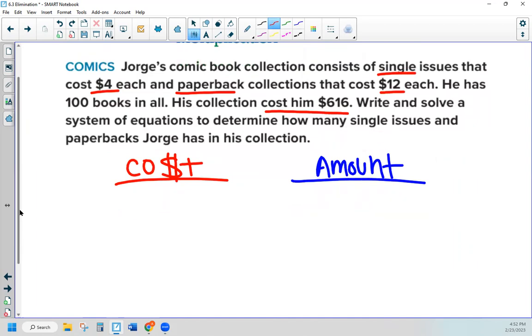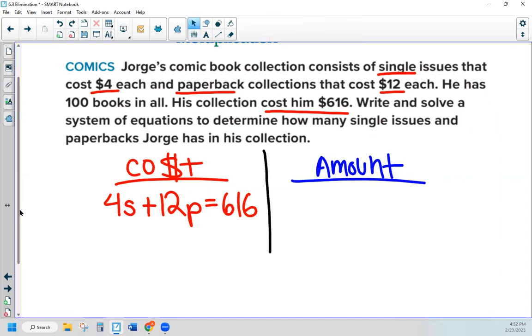I don't know how many he has of each. I don't know right now. But what I do know is that $4 was paid. He paid $4 for each single issue, plus he also paid $12 for every paperback. So I'm gonna put P. Remember, all these numbers are still just cost. 4 for the single issue, sorry, not single use. 12 for paperback. Total cost 616. Right, and then you say, okay, cool, I'm done with that category.